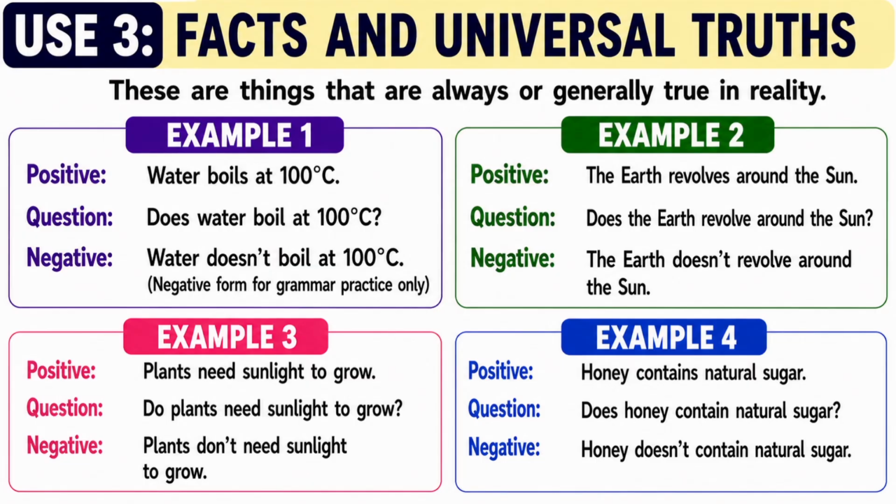This negative sentence is also only for grammar practice because plants do need sunlight to grow. Example 4. Positive. Honey contains natural sugar. Question. Does honey contain natural sugar? Negative. Honey doesn't contain natural sugar. Once again, this negative sentence is only for grammar practice.